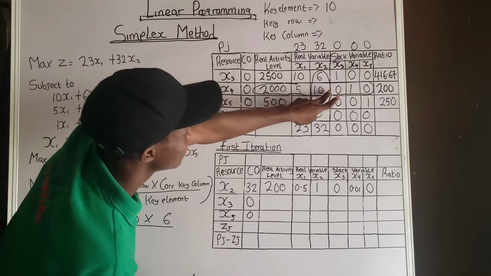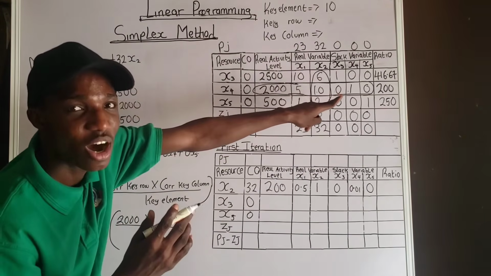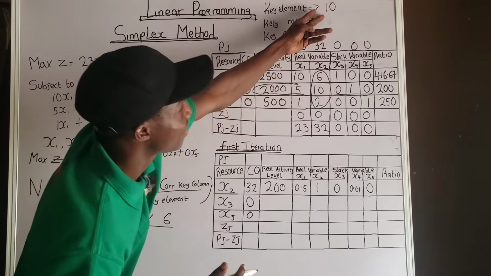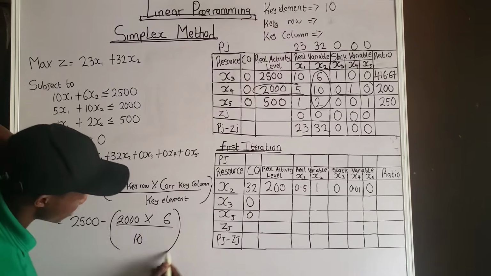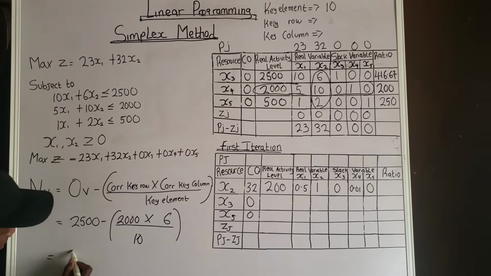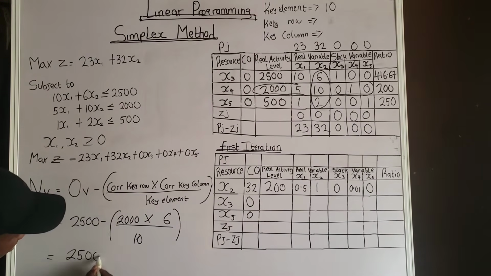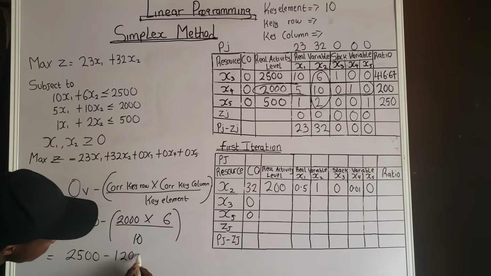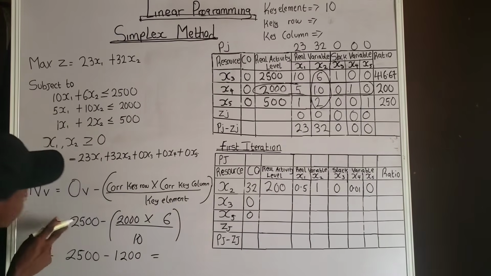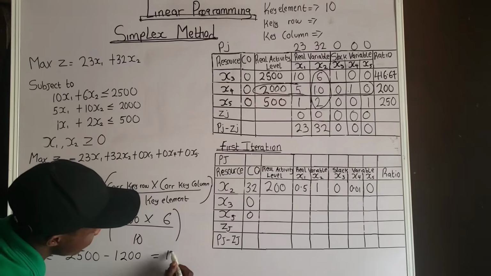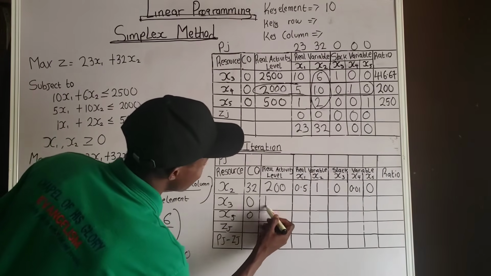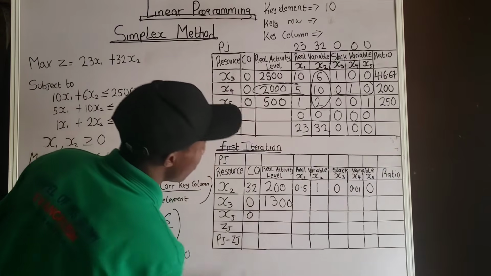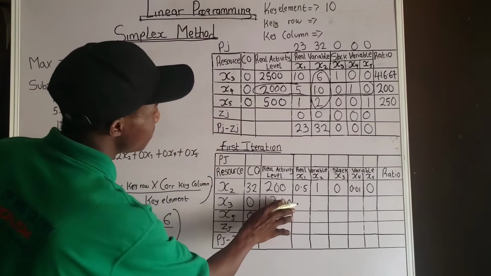Don't forget that the key element is the element that intersects both the key row and the key column, and I've already written it here. So the key element is 10. You understand? Okay, let's proceed. 2500 minus 1200. So the new value of 2500 is what? 1300. So the new value of these cells is 1300.